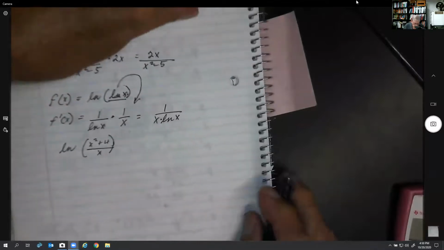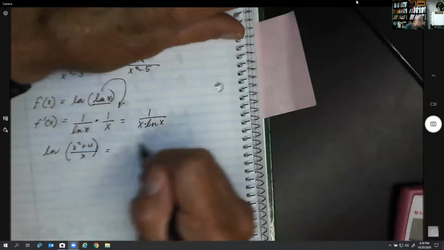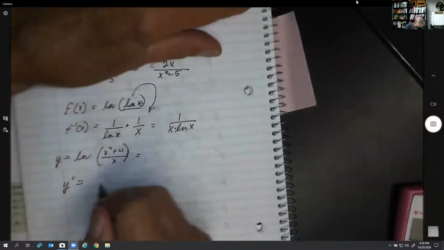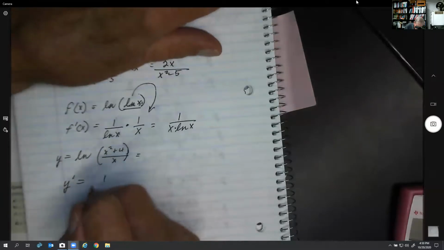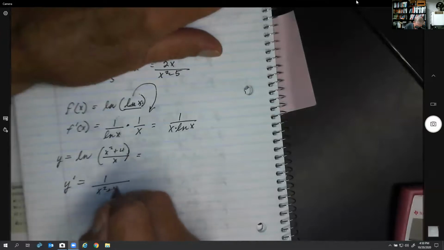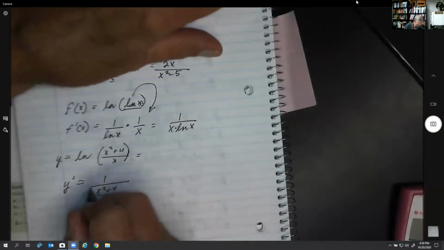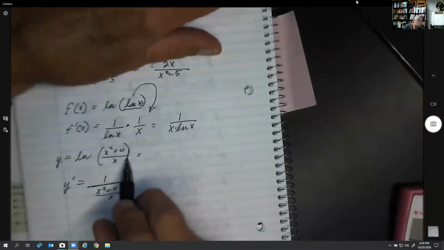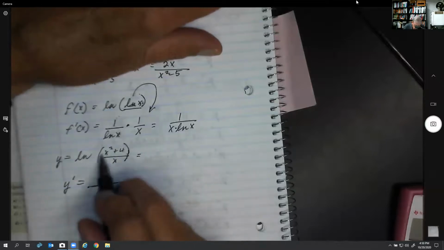Finally, the most horrendous problem of all. I don't know. y is equal to that. y prime is equal to, you want to always show that you're taking the derivative. Okay, it's 1 over x squared plus 4 over x. I'm going to make this a little longer. I'll show you a trick on that in a minute. And then we got to do a quotient rule for the inside, huh?